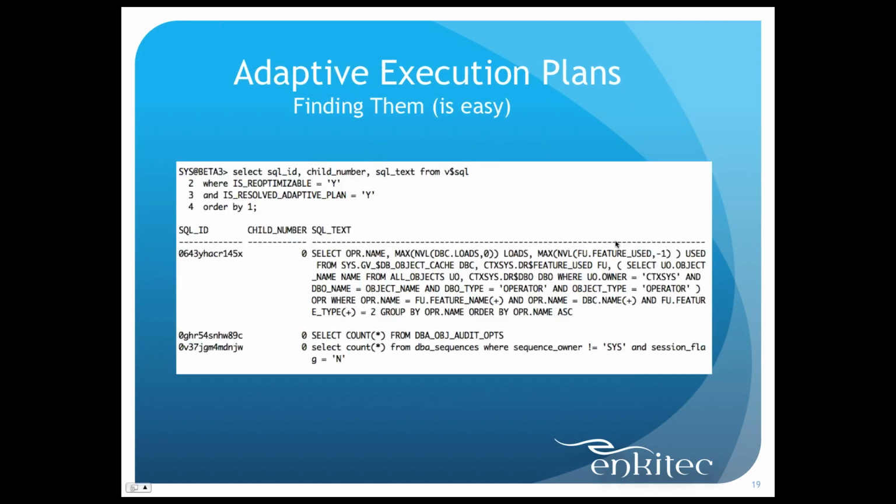Finding plans that have been adapted is pretty easy. There's a new field in V$SQL called IS_RESOLVED_ADAPTIVE_PLAN, and if that's set to yes, then this is a plan that has been modified on the fly from what the optimizer thought it should be to start with. So it's pretty easy to do a select statement and see what all plans are out there that are adaptive. Okay.